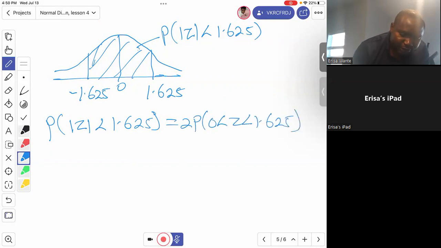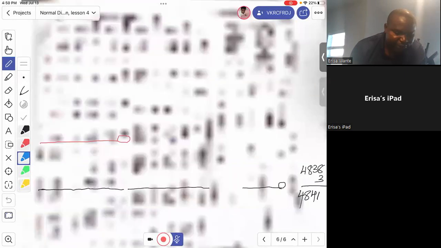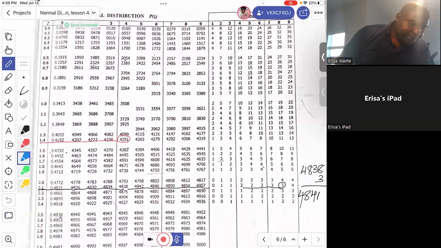So we go to the normal tables. We have one normal table here. So what's the probability that Z is 1.6? So 1.625. Let me read 1.625.